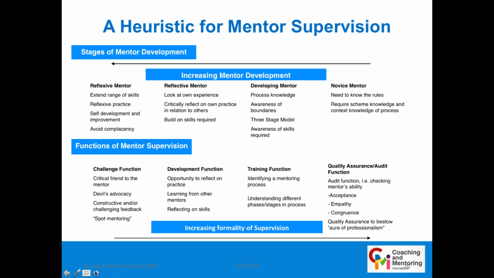Yeah, thank you for that. I'm just going to share with you a little heuristic for mentoring that I put together with Paul Stokes, one of my colleagues from Sheffield Business School.